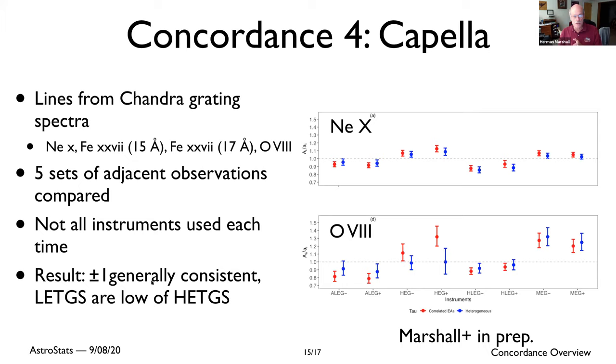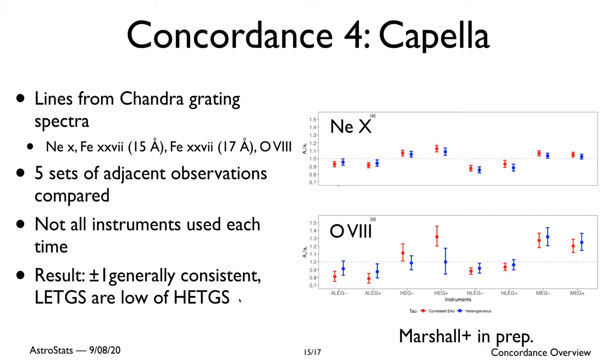The general result from here is that the plus and minus orders are generally quite consistent. That's what the red versus blue is. They're all just the different orders. Once you look at the overall picture, you'll see that the LETGS values are low compared to the HETGS values. We don't really know which one's correct at this point, but we do know that these data indicate that there should be a correction for at least one of these two instrument effective areas.